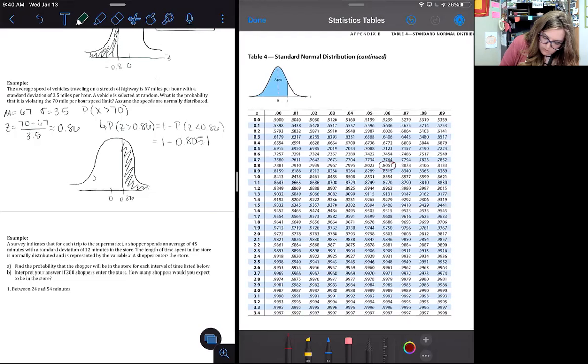Okay, if you need to, in this empty white space, show that that's what the area is. That way you remember that's why you're doing the 1 minus. Okay, so if we take 1 minus that, we get 0.1949.